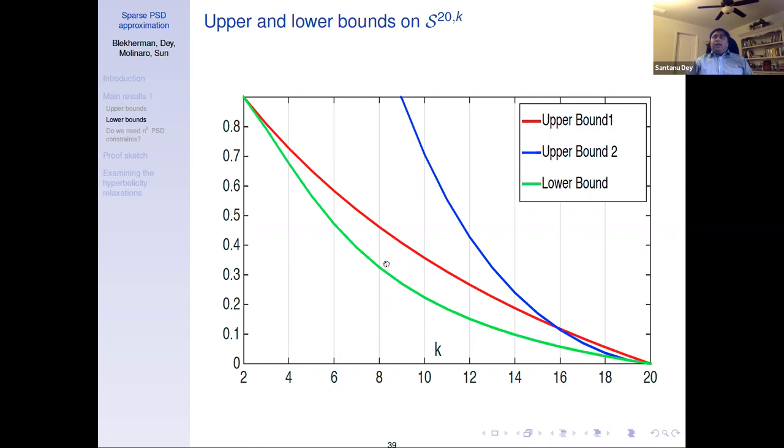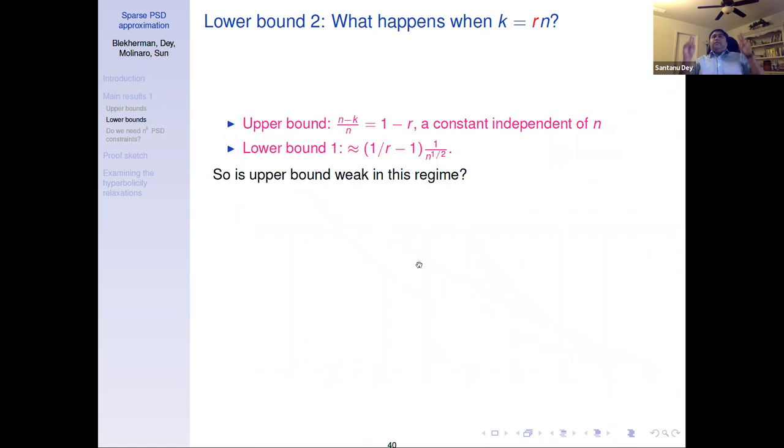And in fact, this middle region is a little more serious in the following way. If you think that you fix the ratio k over n, let's just think of k to be, let's say, n over 2. So r is 0.5. Well, the upper bound would say that the upper bound on distance is a constant, independent of n. But if you plug that into our lower bound, you get something as a function of r divided by square root of n. And so as n goes off to infinity, this lower bound that we have will go off to zero, whereas our upper bound would be a constant. And so the question was, maybe our upper bounds are quite good when k is small, quite good when k is large, but we still don't understand what's going on in this k equals constant times n regime.